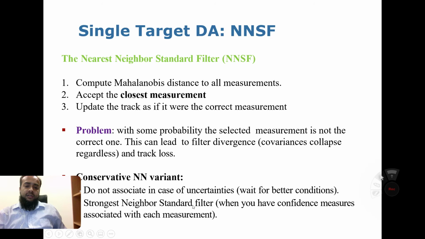The second variant is the strongest neighbor filter, when you have a confidence measure associated with each measurement. Sometimes it is overconfident. The track filter becomes overconfident and assures you that the associated measurement belongs to the target, so it sometimes tracks the object with overconfidence, and this can lead to wrong estimation.